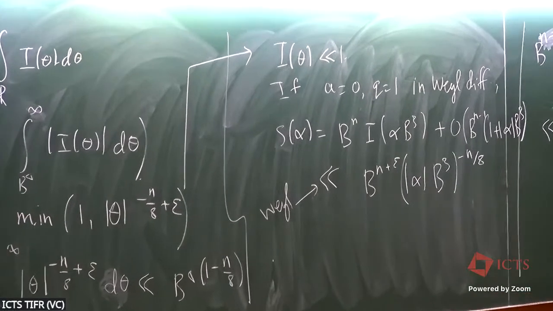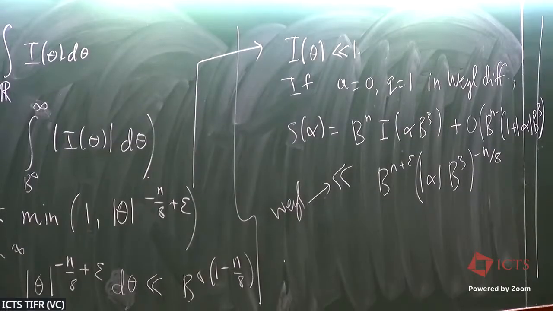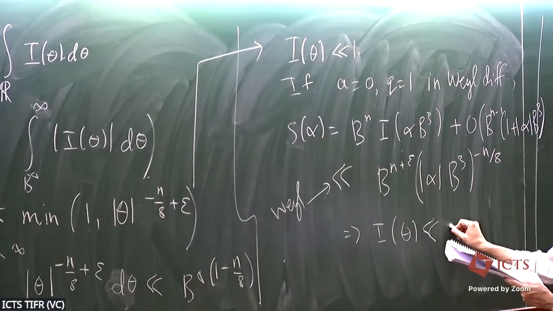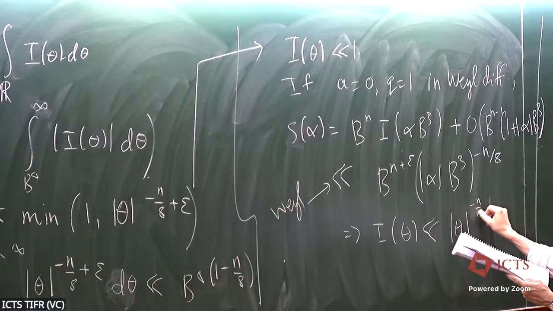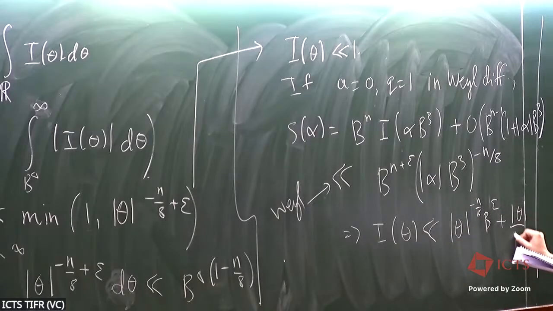So if you, for example, take alpha b cubed to be theta, just do a change of variables, then one ends up getting from here that I of theta is less than theta to the minus n by 8, b to the epsilon, and theta over b plus absolute theta over b. This should be true a priori for theta only going up to a certain size.